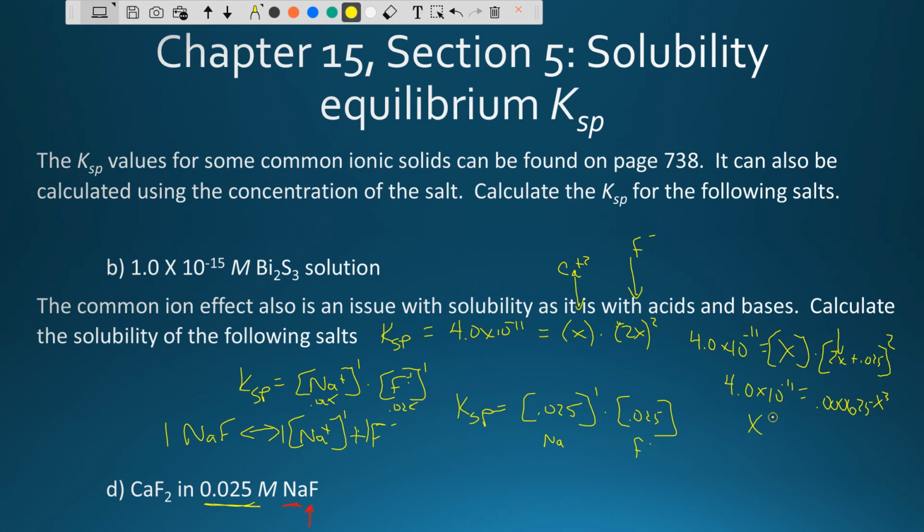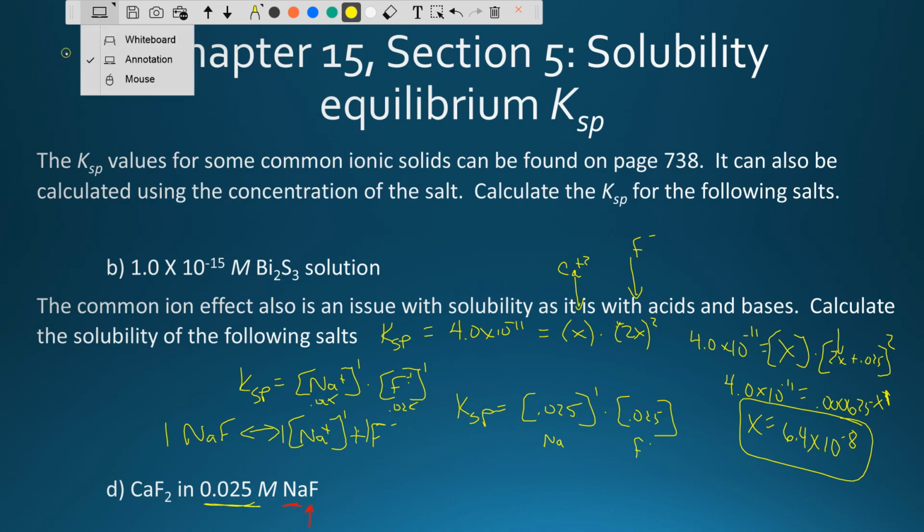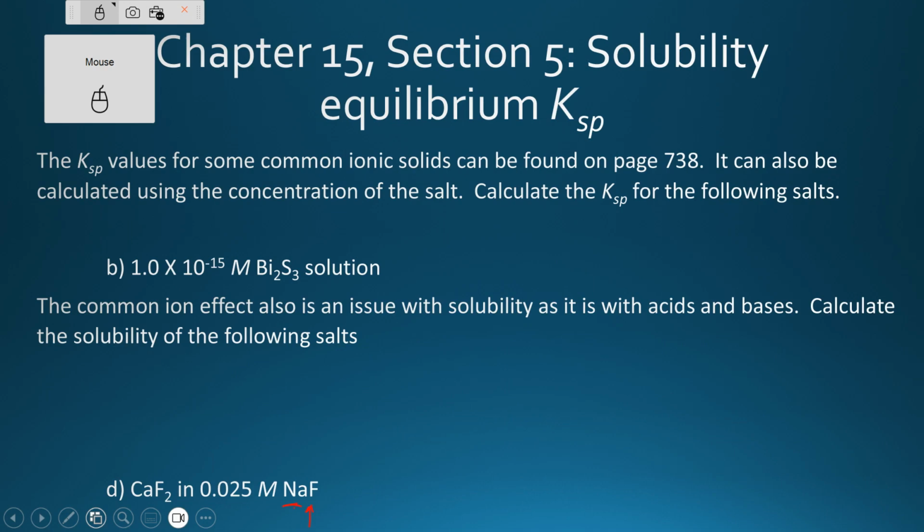Okay, so x will end up being 6.4 — nope, I'm sorry, that's not to the third power, that's just x, because this guy's gone. So 0.00625, that's this squared times x, and so 0.00625 x, so 6.4 times 10 to the negative 8 is going to be my solubility. Okay, so pretty simple math once you just kind of keep your wits about you and follow that.